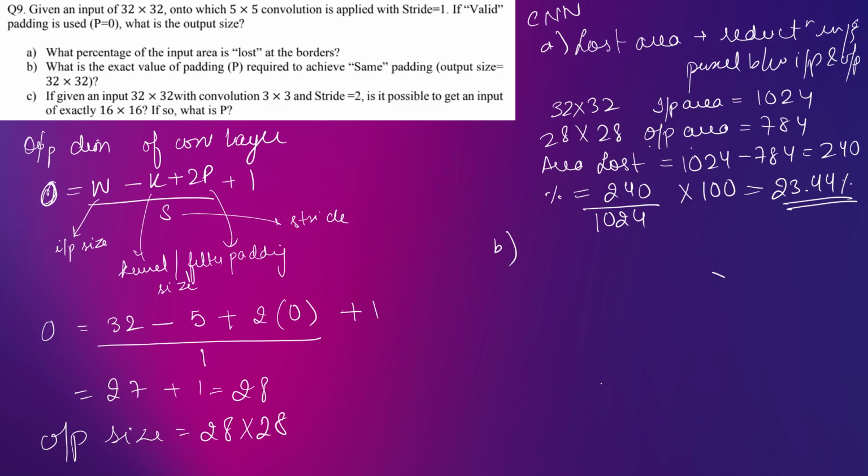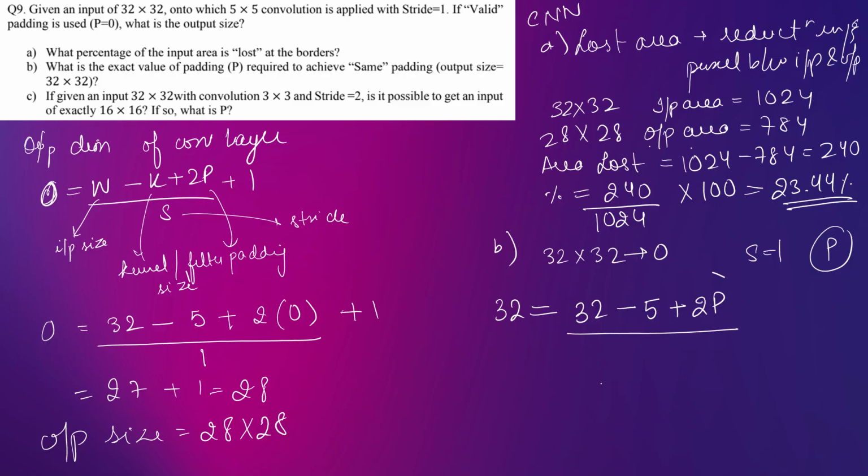Next part. What is the exact value of padding required to achieve same padding? Now you are given output size as 32 into 32. This is your output size. S is 1. You have to calculate what? P. So 32 output is equal to 32 minus 5 plus 2 into P, upon S which is 1, plus 1. So on solving, you'll get the value of P as 2.